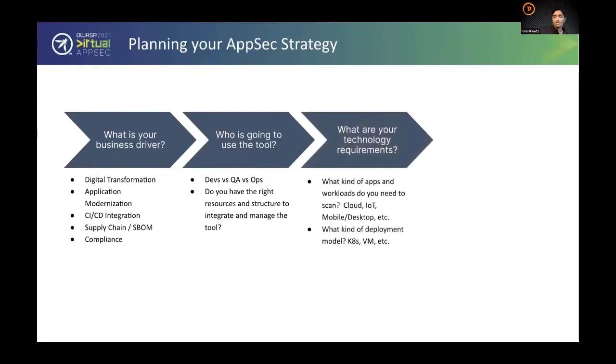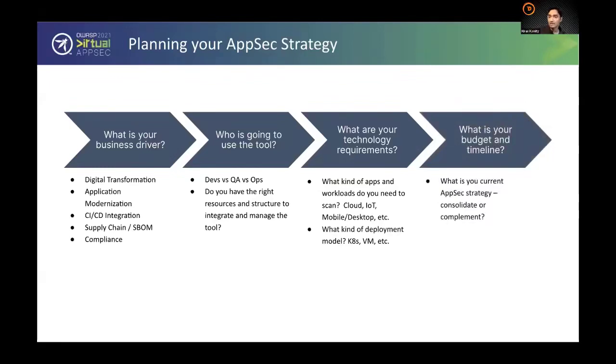The third one, which is an important part in this puzzle, is what are your technology requirements? Are you dealing with a mobile or desktop application, in which case you need to pick a different set of tools? Are you dealing with a predominantly VM-based deployment with legacy .NET type workloads, in which case you need to pick a different type of tools? Or are you dealing with some of the more modern cloud-native applications, in which case you need to pick a different set of tools? So understand that, because one tool does not fit all. In this AppSec world, it's usually not one tool, it's a combination of many tools. So pick the set of tools that makes sense for your application set. And lastly, your budget, timeline, et cetera.